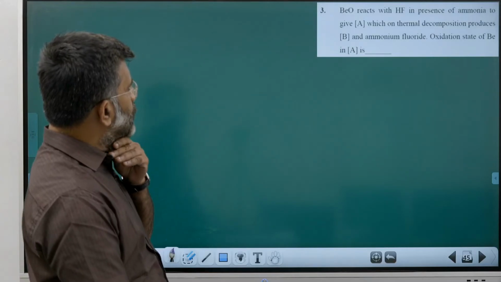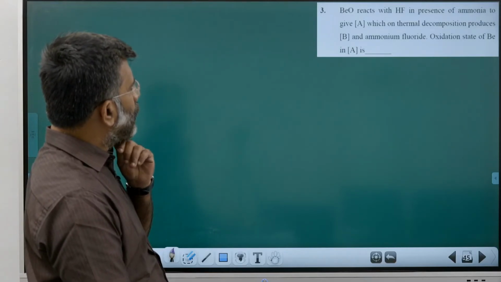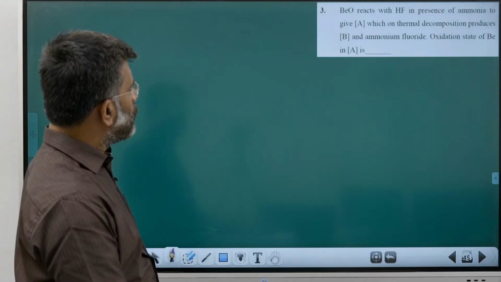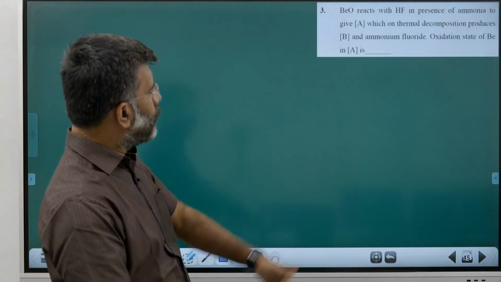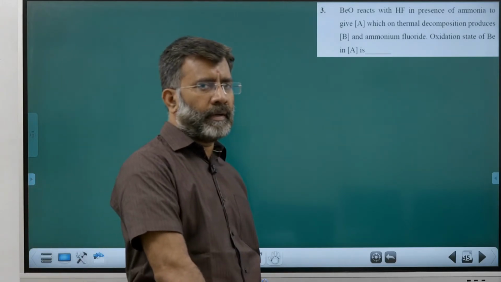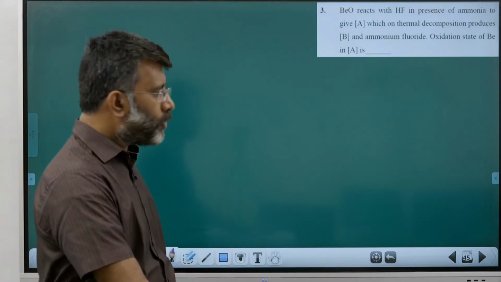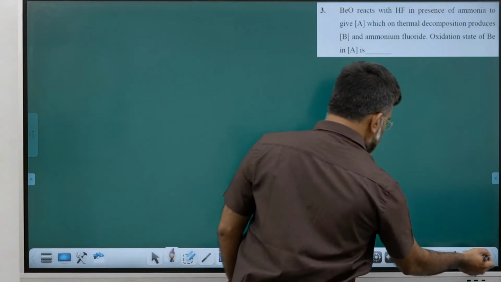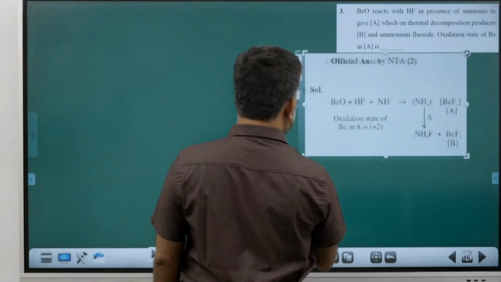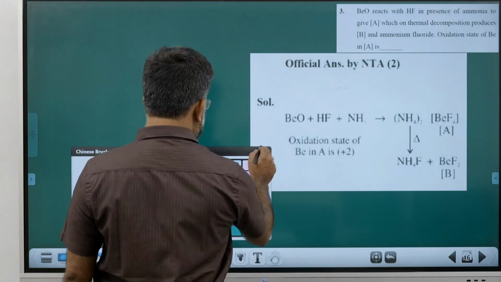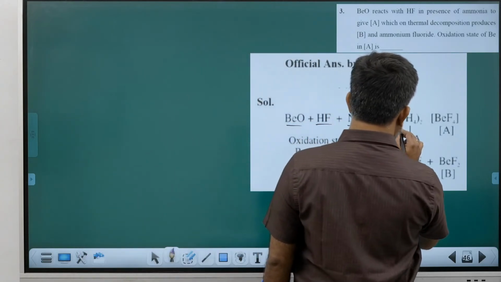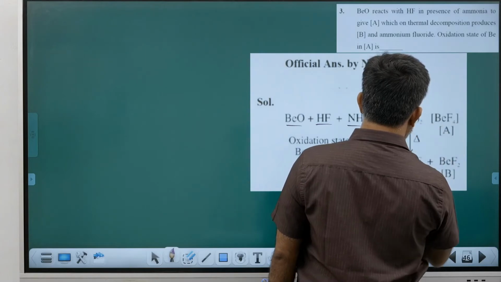BeO reacts with HF in presence of ammonia to give A, which on thermal decomposition produces B and ammonium fluoride. Oxidation state of Be in compound A is. That's the question. Once again, this is referred in the text, not in the exact way anyway. You might have seen the reactions in the text. BeO with HF and ammonia, you are getting (NH4)2BeF4.